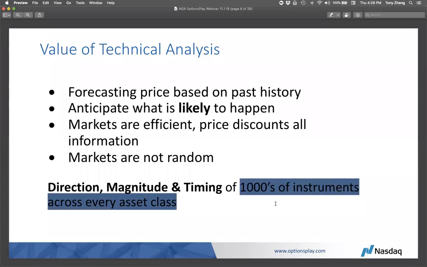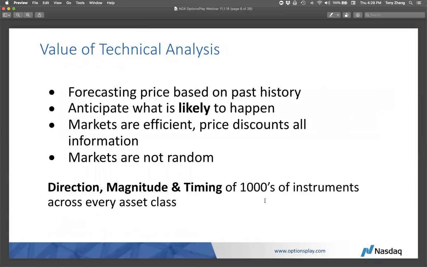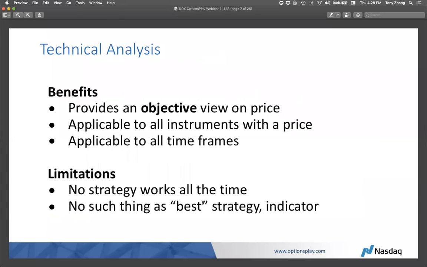Versus technical analysis, I can apply a chart to any market, any asset class, any time frame, and instantly be able to get a view for direction, magnitude, and timing. And that's really the value of technical analysis, that it provides what other forms don't.